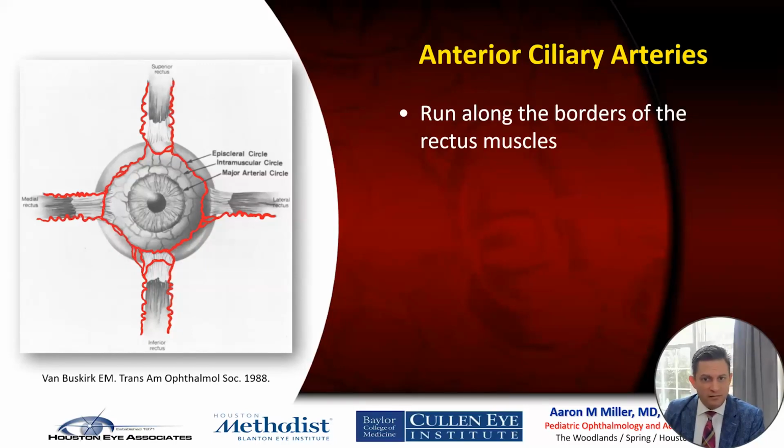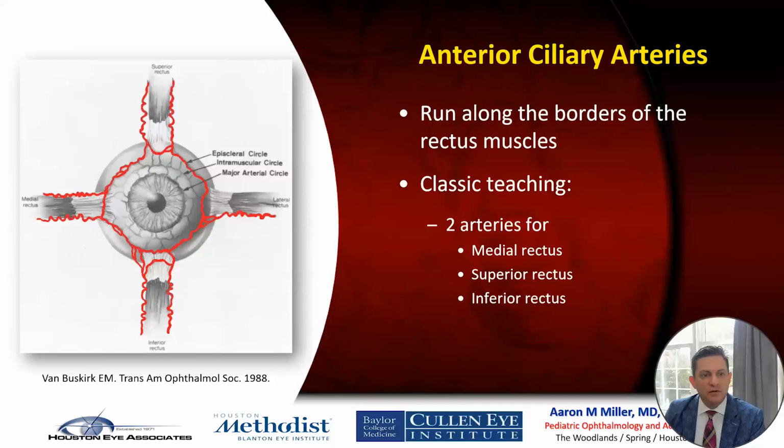The classic teaching on the anterior ciliary arteries is that there are two arteries for the medial rectus muscle, two for the superior, two for the inferior, and then one for our lateral rectus muscle. This is all based upon a classic article by Lieber in 1903 that had the first description of the vascular system of the eye.